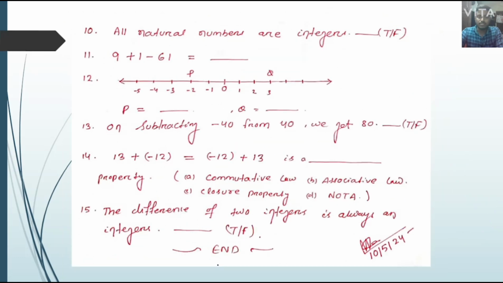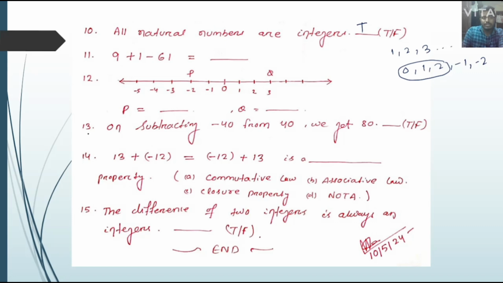Now next question, question number 10. All natural numbers are integers, true or false? True, because natural numbers are 1, 2, 3, yes or no? But integers are 0, 1, 2, plus 1, minus 1, minus 2. So here is 0, 1, 2, that's why all natural numbers are integers. Also all whole numbers are integers.